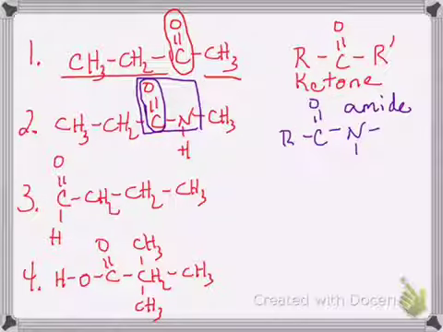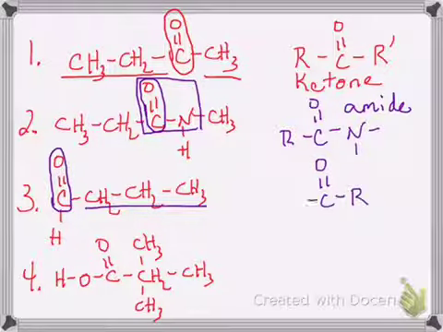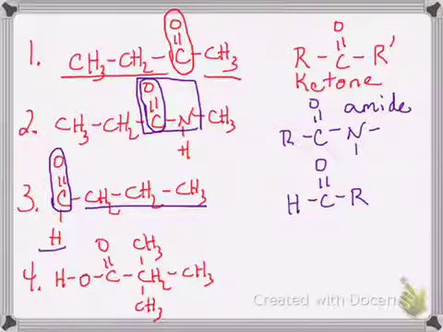In the third one, I see a carbonyl group right there. On one side, I see an R group. On the other side, I see a hydrogen. This is backwards from the way I showed it in the previous slide, but remember, it doesn't matter which side the R group is on, the carbonyl, or which side the hydrogen's on. This has the structure of a carbonyl group with an R on one side and a hydrogen on the other. So this is an aldehyde.